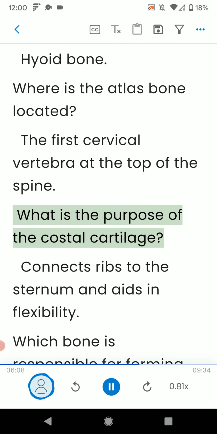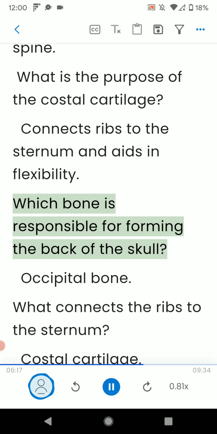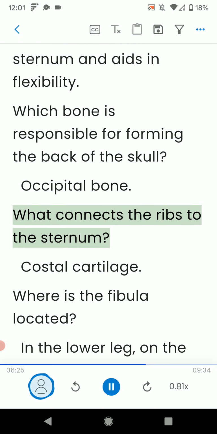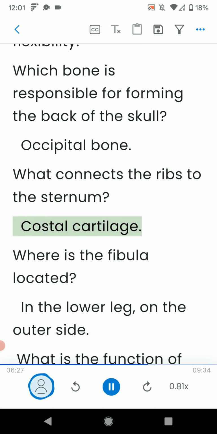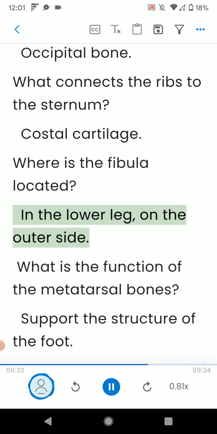What is the purpose of the costal cartilage? Connects ribs to the sternum and aids in flexibility. Which bone is responsible for forming the back of the skull? Occipital bone. What connects the ribs to the sternum? Costal cartilage. Where is the fibula located? In the lower leg, on the outer side.